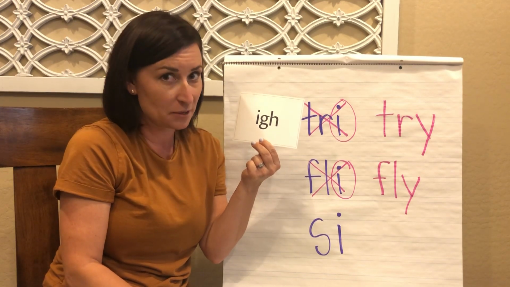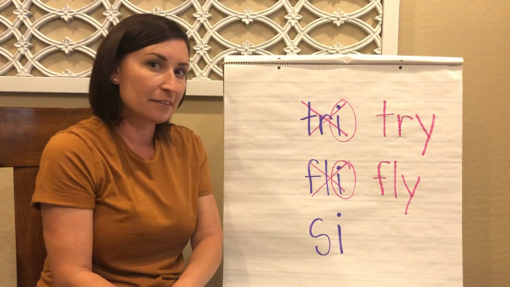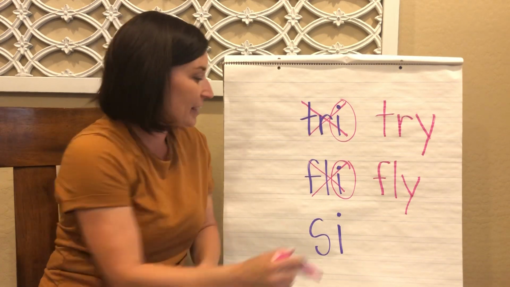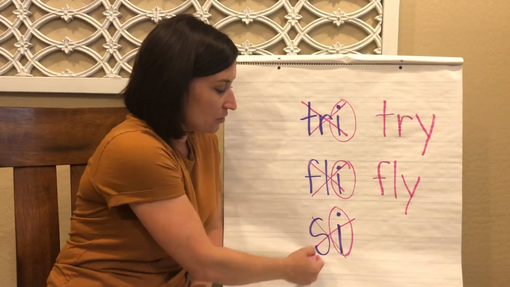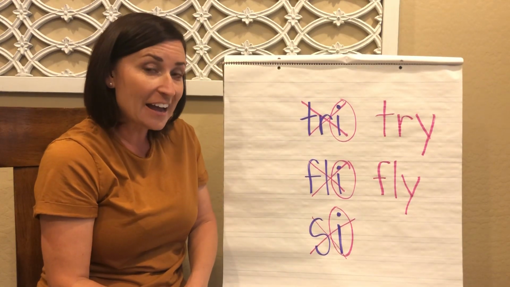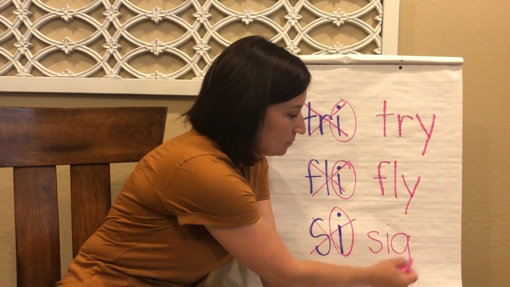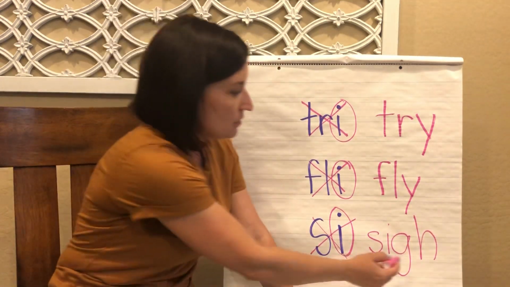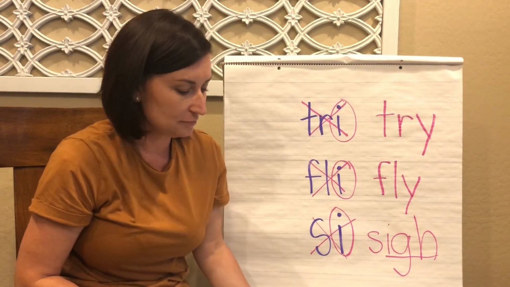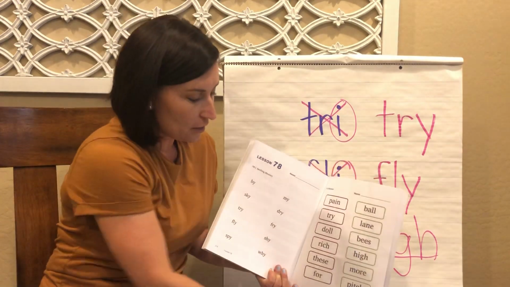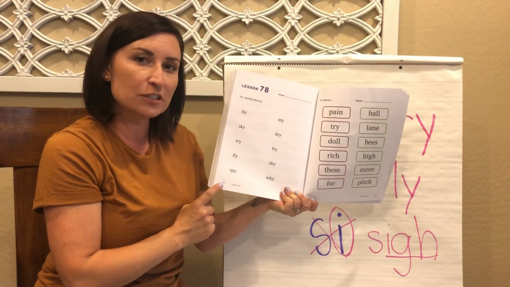So let's look at the next word and see if we can fix the next word. Sigh. I can't end it with an I because English words do not end in I. So that's incorrect. But I know I can add IGH to make the I sound. Sigh. Okay, so this IGH also makes the I sound in a word. Good job, friends.